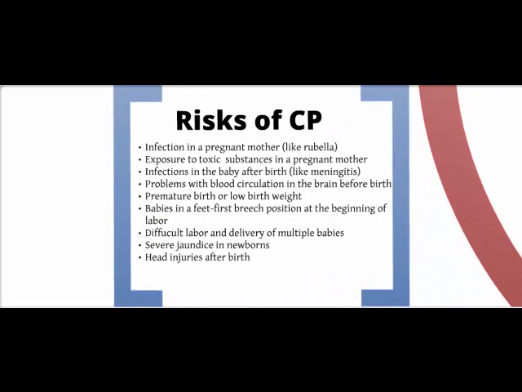Some risks of cerebral palsy include infection in a pregnant mother like rubella, exposure to toxic substances in a pregnant mother, infections in a baby after birth like meningitis, problems with blood circulation in the brain before birth, premature birth or low birth weight, babies in a feet-first breech position at the beginning of labor, difficult labor and delivery of multiple babies, severe jaundice in newborns, and head injuries after birth.